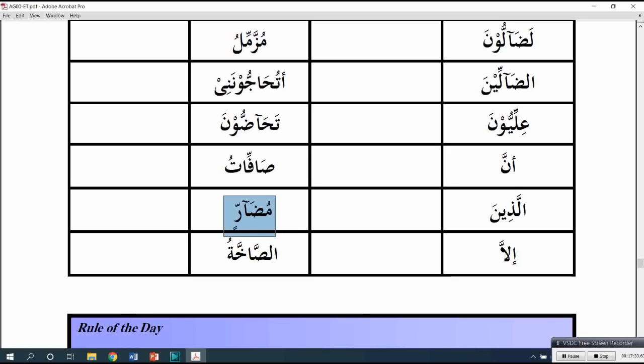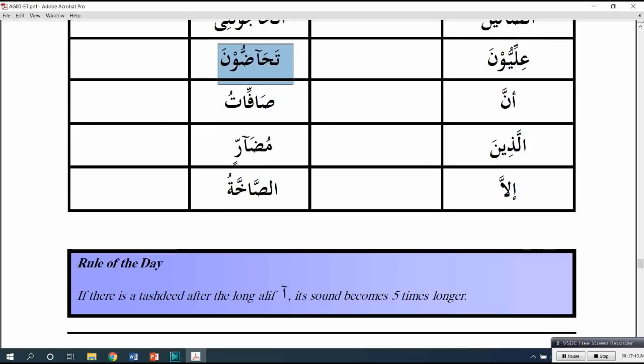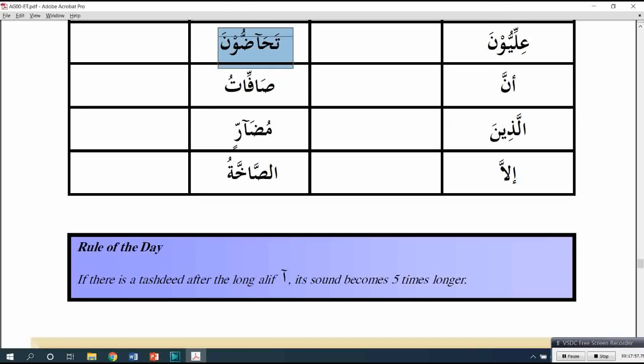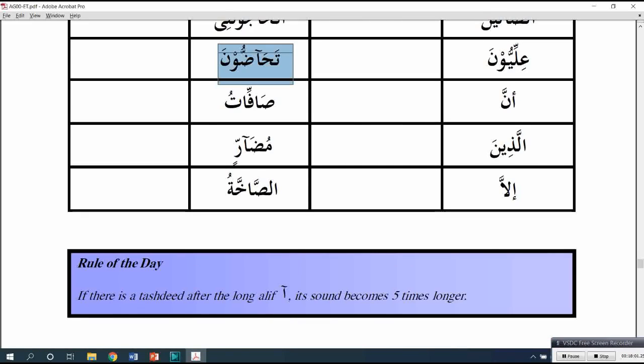If there is the Tashdeed after the long alif, its sound becomes five times long. That's why I am calling it very long, like tahaduna, like this. Tahaduna. Like here you can say aliyuna, but here it is not a long alif, so that's not a problem. But here it is mudadrin, like this. So this was how the people of 600 CE, their style of pronouncement was like this. We are trying to understand the Quran in the real format in that way.